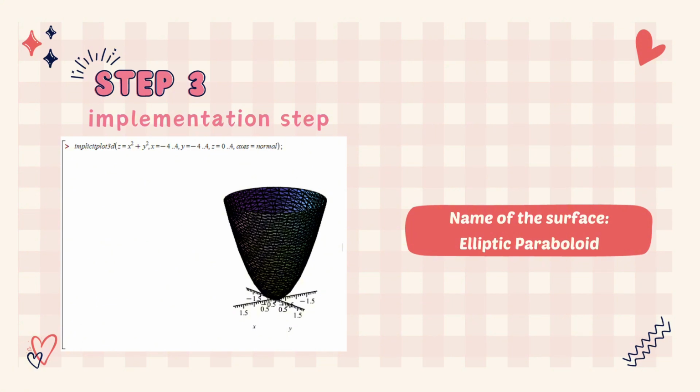Next, I insert implicitplot3d, open bracket, z equals x squared plus y squared, where x equals -4 until 4, and y equals -4 until 4, z equals 0 to 4, and axes is normal, close bracket, and that's the output outcome. The name of the surface is elliptic paraboloid.